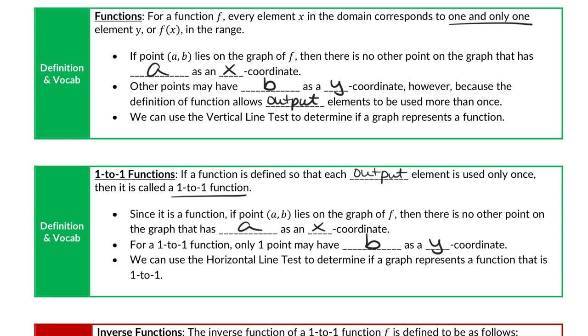In this case, we can use what's called a horizontal line test to check one-to-one. Vertical line test, since it's up and down hitting the x-axis, checks your x's to be unique. A horizontal line test checks the outputs to be unique.